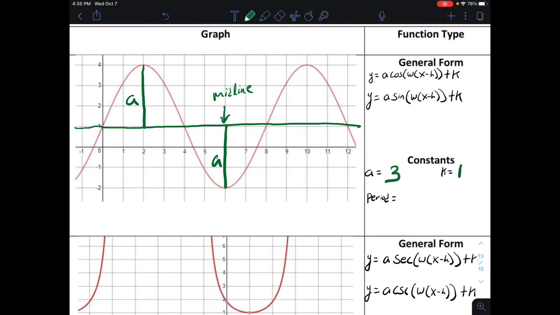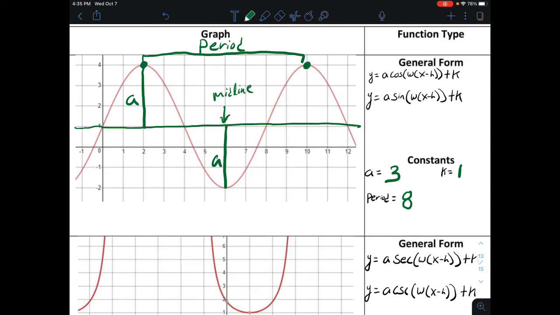The next thing we want to do is find our period. If I have a full wave, we have a number of ways to find period, but for sine or cosine, if you have two identical peaks like maximums, the distance from max to max is one full period. And so we look start to finish there along the horizontal, it elapses 8 units. So our period is 8.